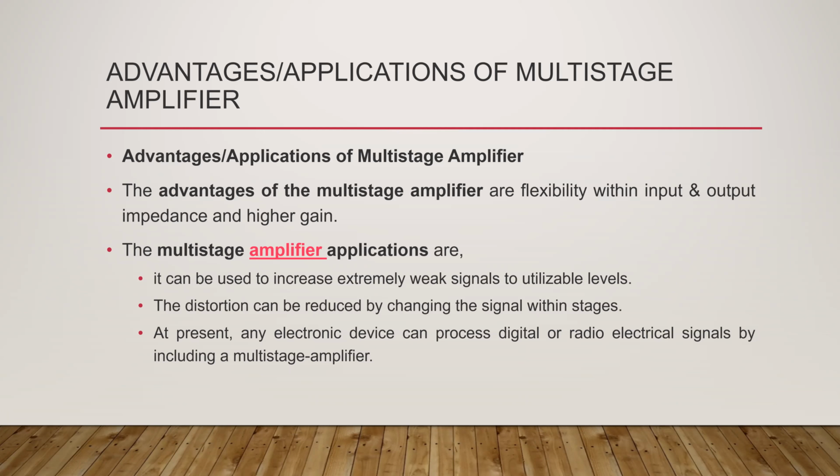What are the applications of multi-stage amplifiers? They can be used to increase an extremely weak signal to a utilizable level. The distortion can be reduced by changing the signal within the stages. In a multi-stage amplifier, I can reduce the distortion simply by changing the signal within the stages. Within the signals also, due to the coupling network concept, I can reduce the distortion. At present, any electronic device can process digital or analog electrical signals, including a multi-stage amplifier.